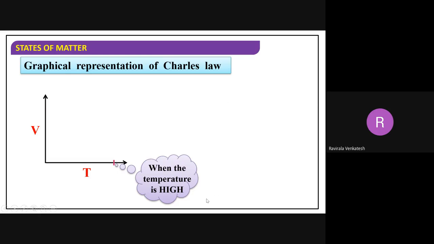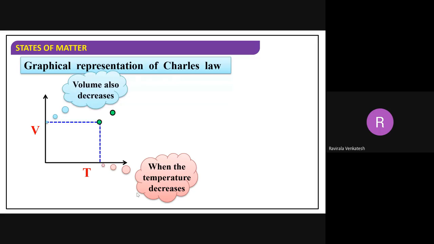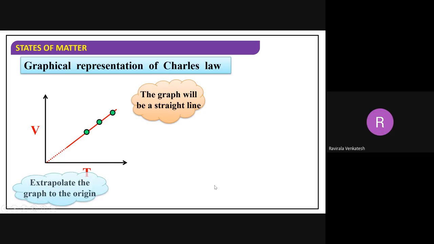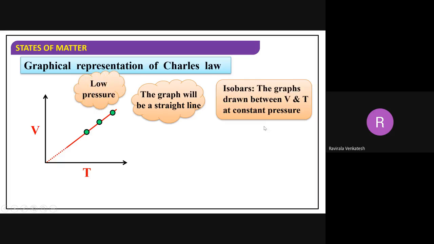If we graph the formula here, Charles' law, directly proportional, we are going to get a straight line here. Definitely, we are going to get a straight line like this. Now it is called an isobar because this graph is at constant pressure. Therefore, it is called an isobar. At constant pressure, we are taking, no.